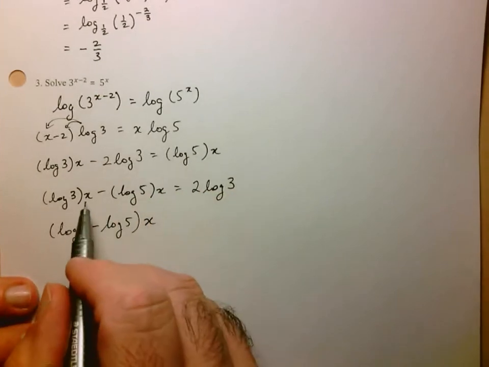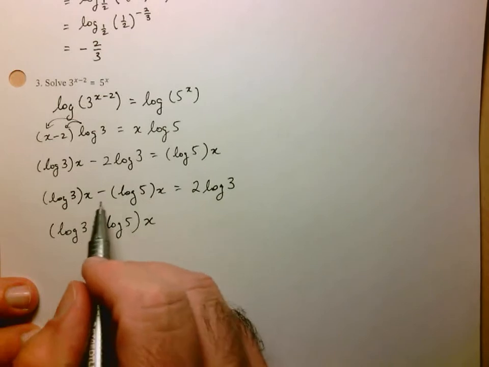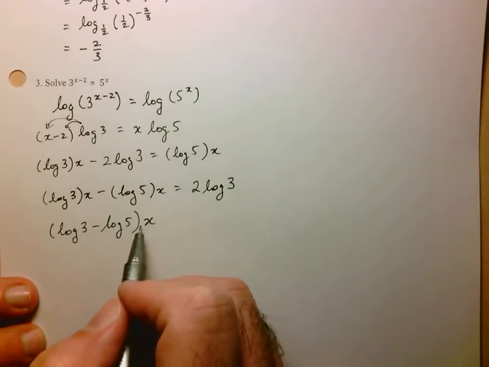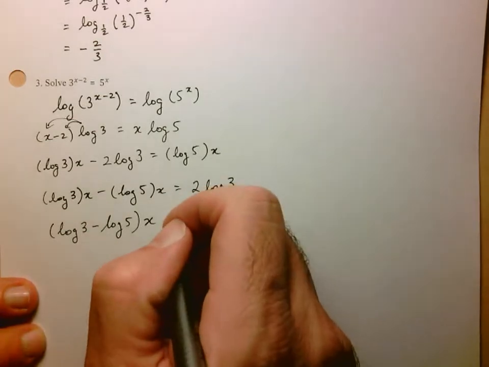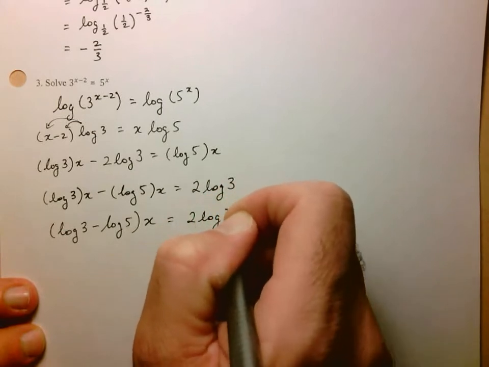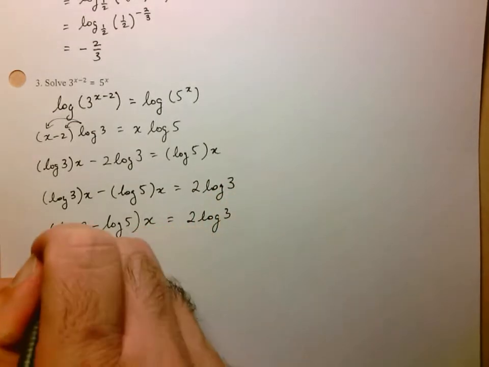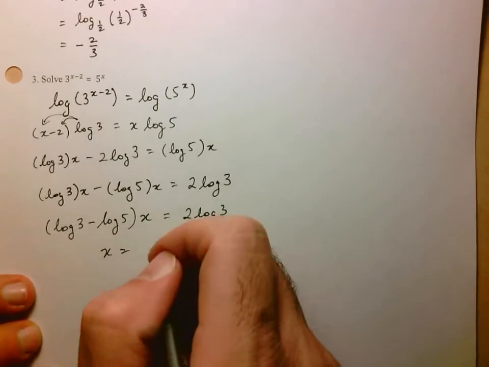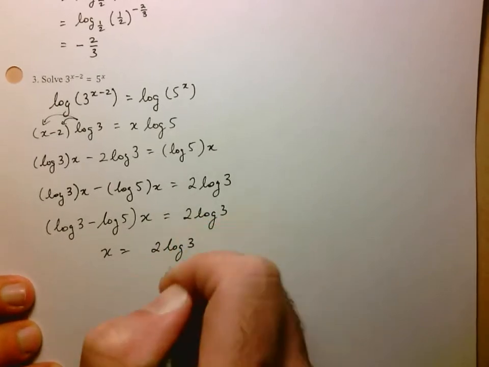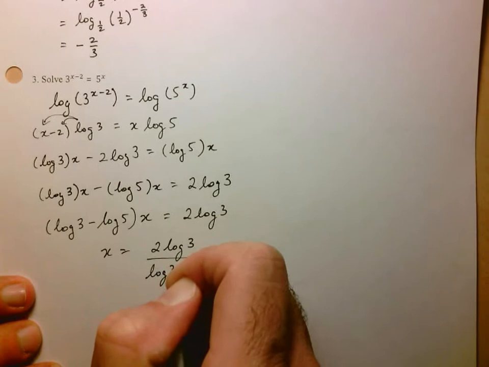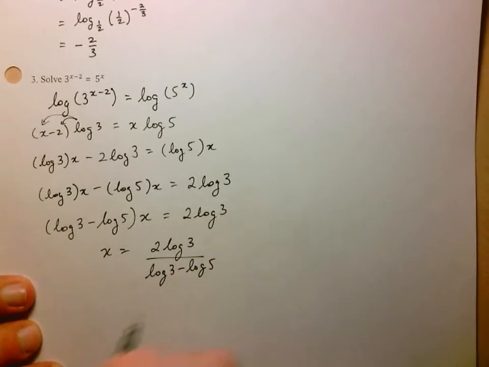You can also think of this as factoring out the common factor of x. It's equivalent to doing what we did. Equals 2 log of 3. And now we can solve for x by just dividing by its coefficient. So we have 2 log 3 over log 3 minus log 5.